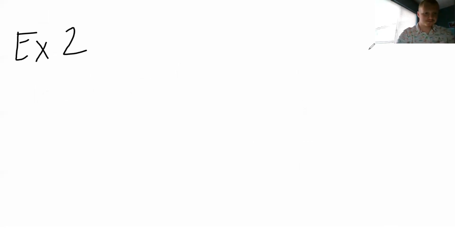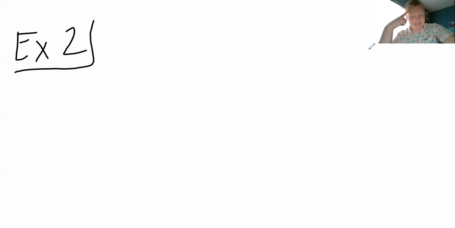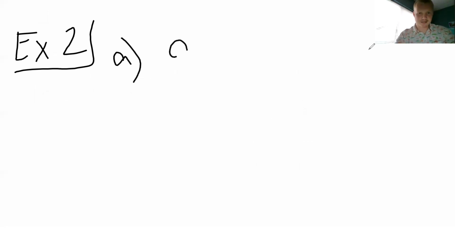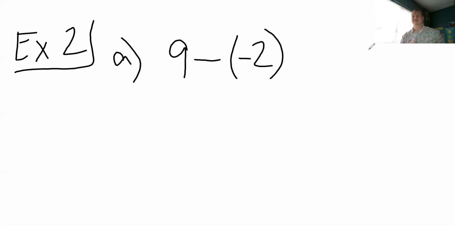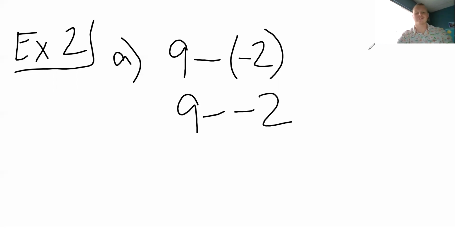Example 2, subtract a negative integer. We just did this last lesson. I know we did. So 9 minus -2. When you have 2 negatives, what's that going to turn into, Ellen? Yep. So what I like to do is if you see 9 minus and then another minus sign, those are just going to turn into one big plus sign. And so 9 plus 2, that's just going to be 11.